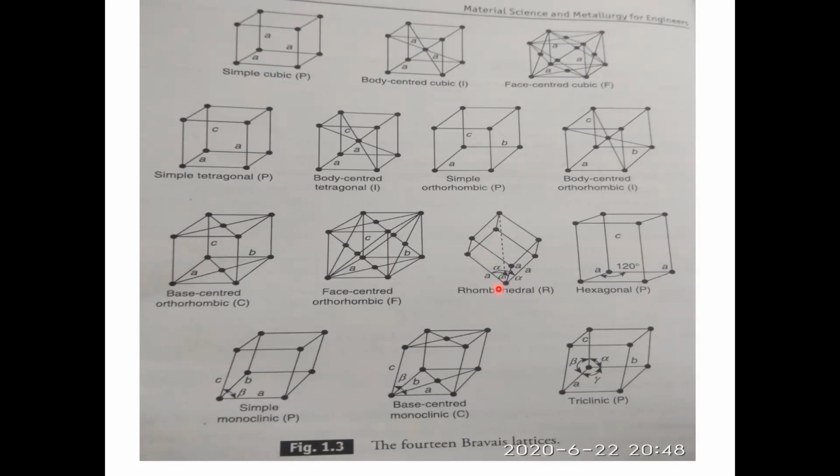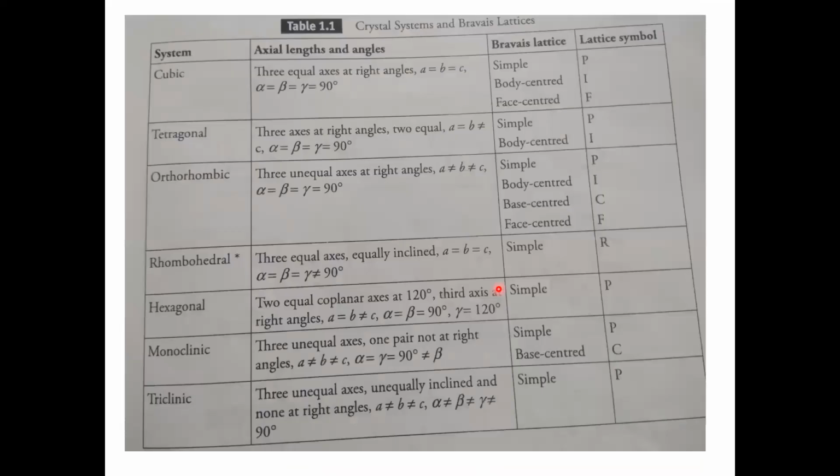Okay, so alpha is equal to beta is equal to gamma, but it is not equal to 90 degree. So all three are equal, but not equal to 90 degree. Okay, it should be 88 degree, like that. That is called the rhombohedral crystal system. It has only one Bravais lattice, that is called simple rhombohedral. Okay, then hexagonal.